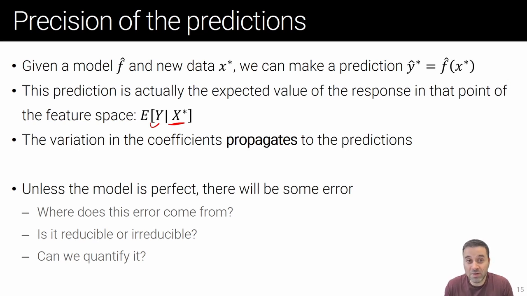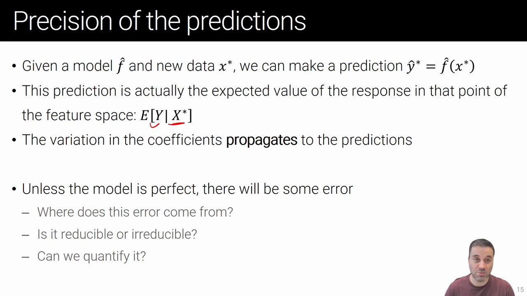And so unless the model is perfect, there's always going to be some kind of error. It comes from sampling, for example. And here are some questions for you. Do you think this is irreducible error or reducible error? Linking back to the lecture on models. Can we quantify this amount of error? So how can we start answering these questions?